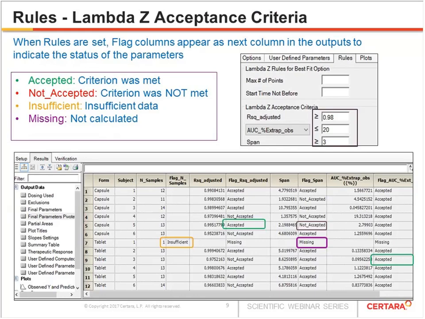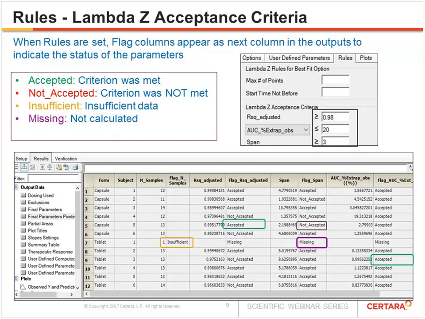And then acceptance criteria are right below that. You can set your acceptance criteria, and again, you can set 1, 2, or 3, and it considers all of them together. When you set acceptance criteria, it actually creates a new column that's called flag, and then it has the type of flag that it is.